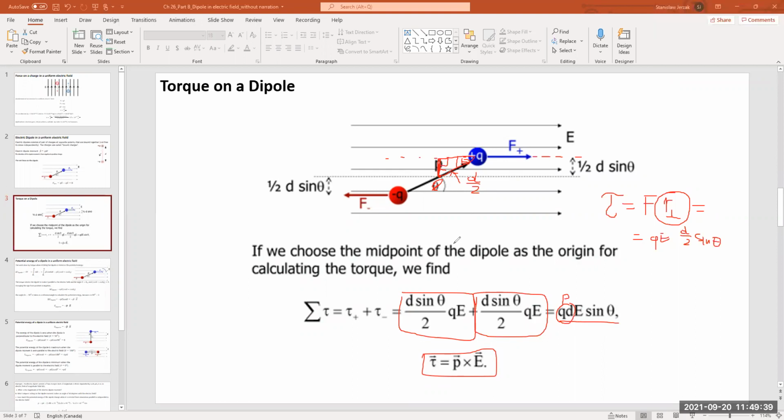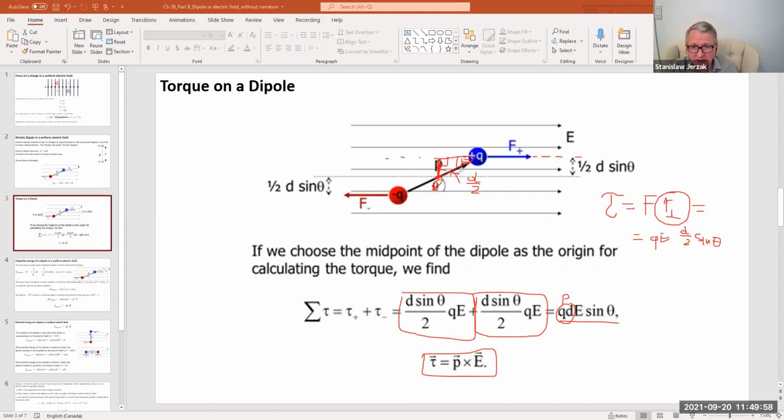So any questions so far? I have a question. Yes. I'm just unsure how you got d over 2 sine theta. Yeah, that's a very good question, because I know what your question is, and I will try to address this in a minute.